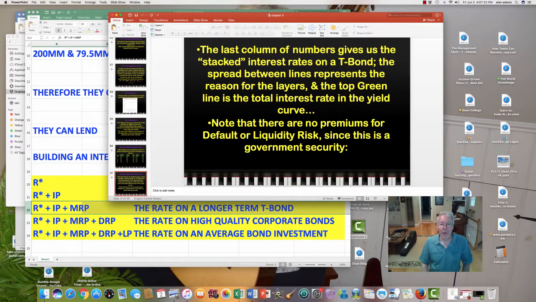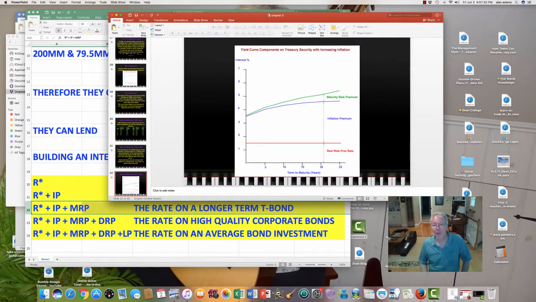Our interest rate is going to be stacked. I'm going to give it to you with colors. Again, there is no default or liquidity risk at all. It's going to look like this, friends. Now, the red line represents the real risk-free rate. This is all in the book. You can find all of this on page 60. The green line is the yield curve. So the red and the blue under it show you how that green line is created.